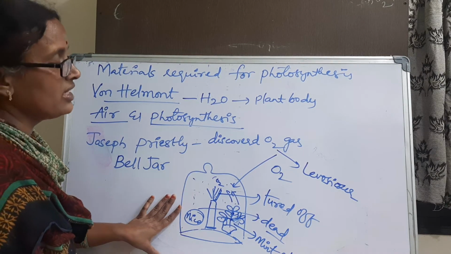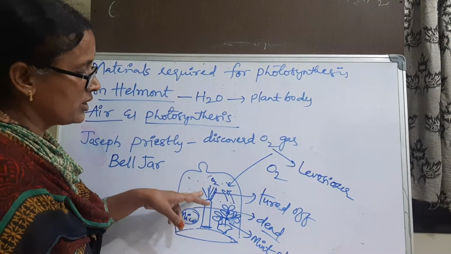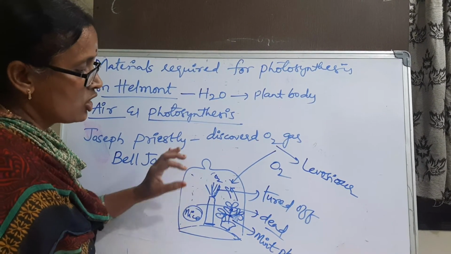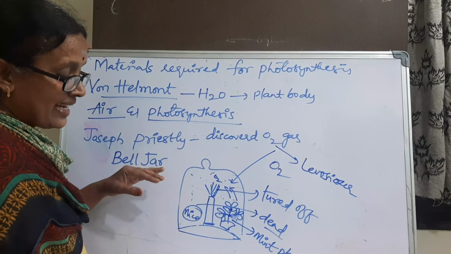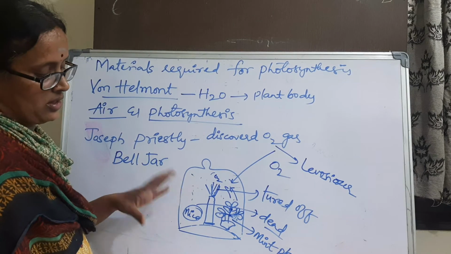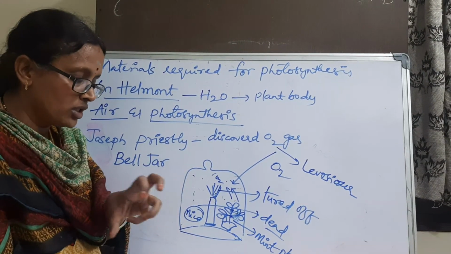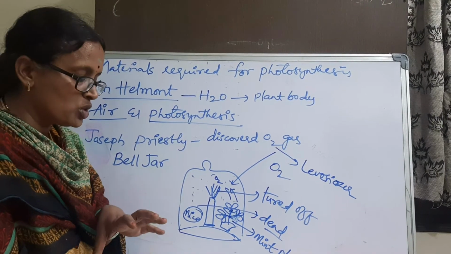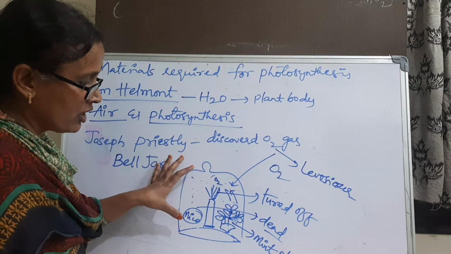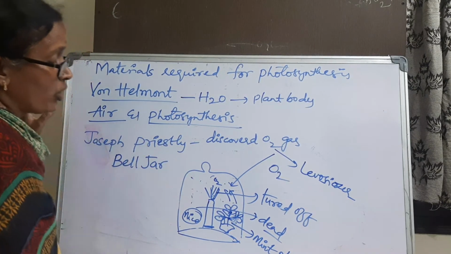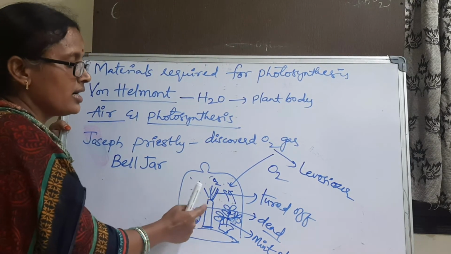With this experiment he wanted to prove that some harmful gases released in the bell jar, that is, released by the burning candle and mice, are restored in the plants. He also confirmed that gas exchange was going on, and plants were giving out the gas that supports the burning candle and is essential for the survival of animals.